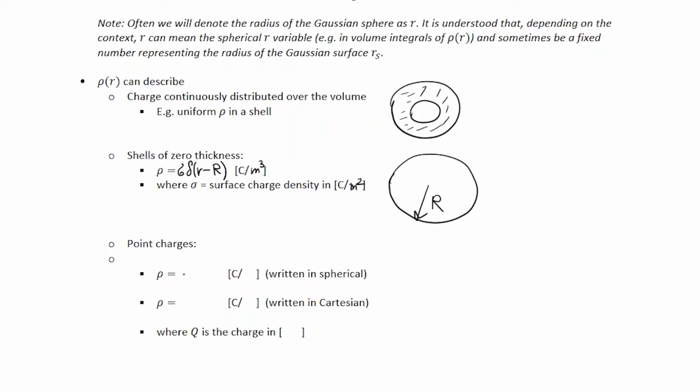You can also find point charges. Those would come in two different forms. One is the spherical expression, which is q over 2 pi r squared delta of r, again coulombs per meter cubed. Oh, and I forgot to draw the point charge. The other expression would be q delta of x, delta y, delta z, also in coulombs per meter cubed. And this q here is the charge of this point charge, and is measured in coulombs.